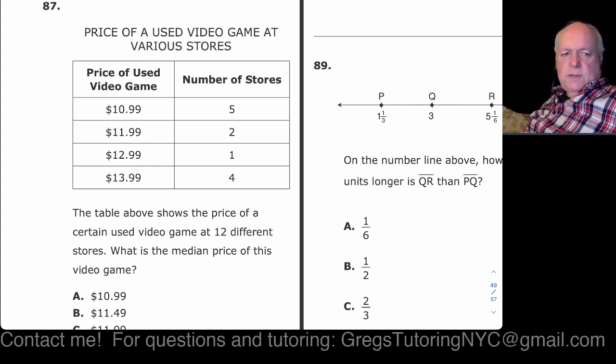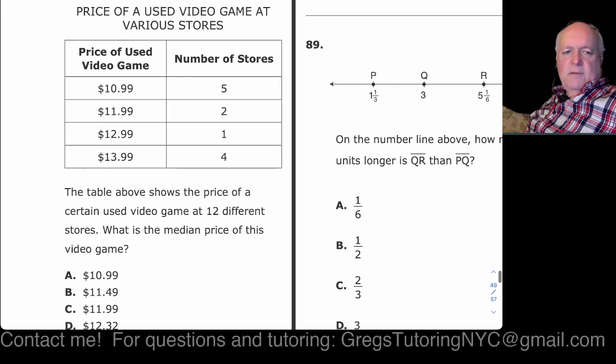Let's look at the illustration first. We have a price of a used video game from various stores. For instance, I have $11.99. There's 2 stores that have it at that price, and there's 4 stores that have the video game at $13.99 and so on. Often when I'm doing these kinds of things, I would total this up.